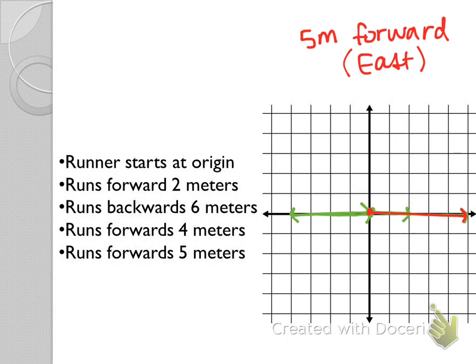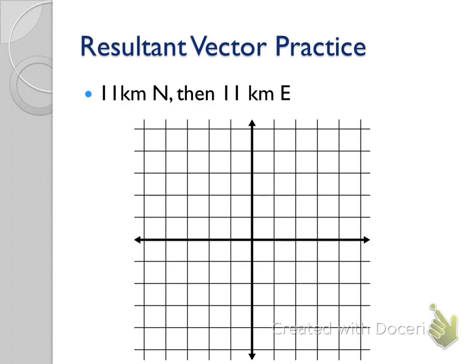Yeah, Jake? So wait, why is forward to the... In this case, we're going to go 11 kilometers north, then 11 kilometers east. So I'm going to assume each of these is 2 kilometers apart.